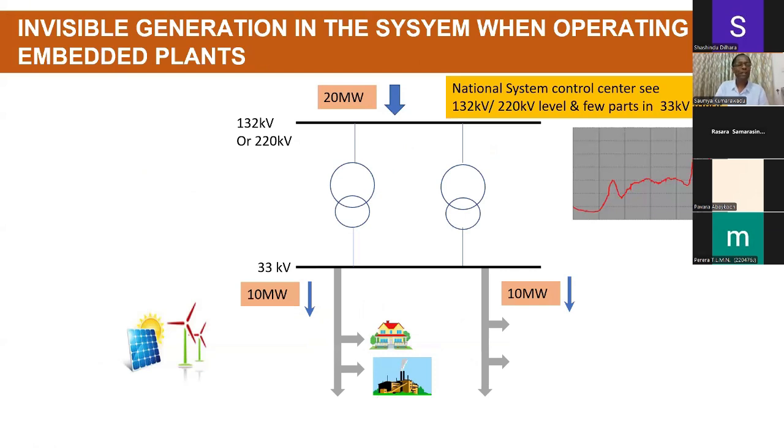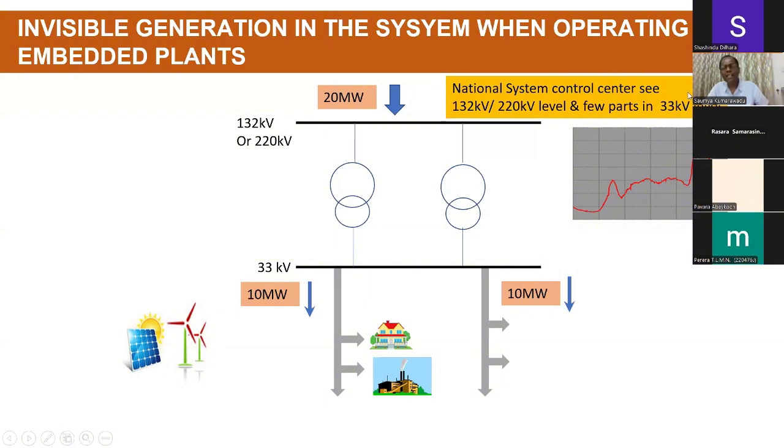We talk about invisible generation because of embedded generation, distributed generation. In this diagram, consider that at this particular moment, in this feeder there are 10 megawatts of consumption. In the other feeder, another 10 megawatts. The total is 20 megawatts, so 20 megawatts is fed from the transmission network.